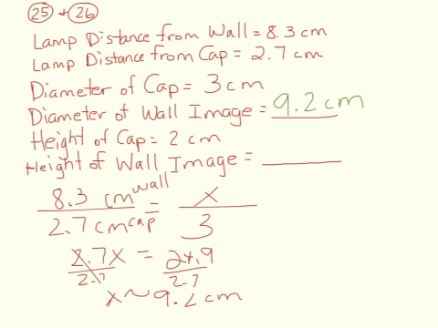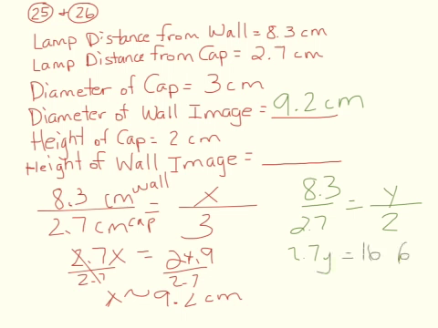Now I'll do the same thing to find the height of the wall image. So again, I'm going to use my 8.3 and my 2.7. And I don't know the height of the wall image, so I'll call that y. And I know the height of the cap is 2 centimeters. So this time I have 2.7y equals 16.6. Then I'll divide by 2.7. So y is approximately 6.1 centimeters. So the height of the wall image is approximately 6.1 centimeters.